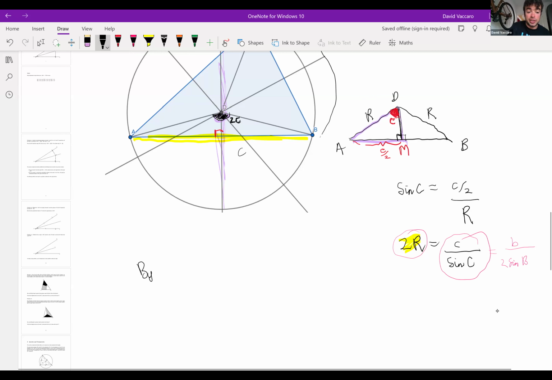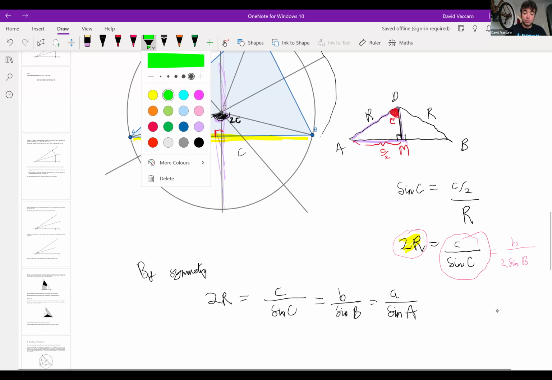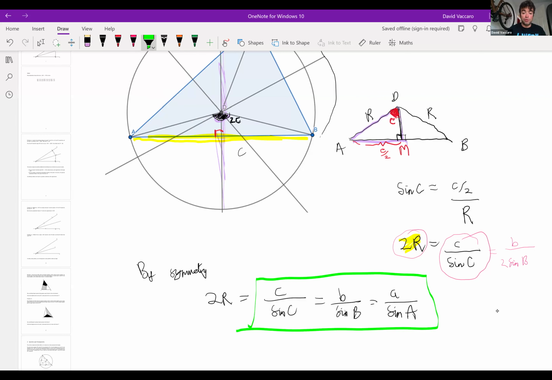So by symmetry, we can say that 2R is equal to c over sine C is equal to b over sine B is equal to a over sine A. Okay, and just as an aside, you probably know this result from school because this result is taught often: it's the sine rule. But this extra little bit of geometry has sort of fallen off the GCSE syllabus a little bit.